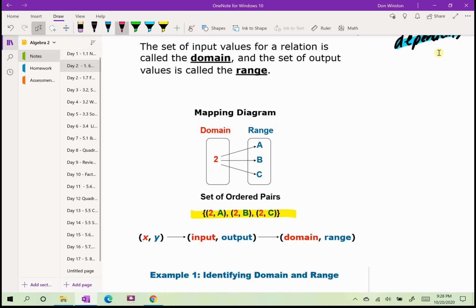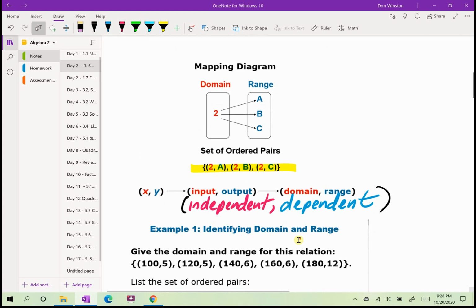And today we'll also throw in that x is the independent variable, and y is the dependent variable. Y depends on x.